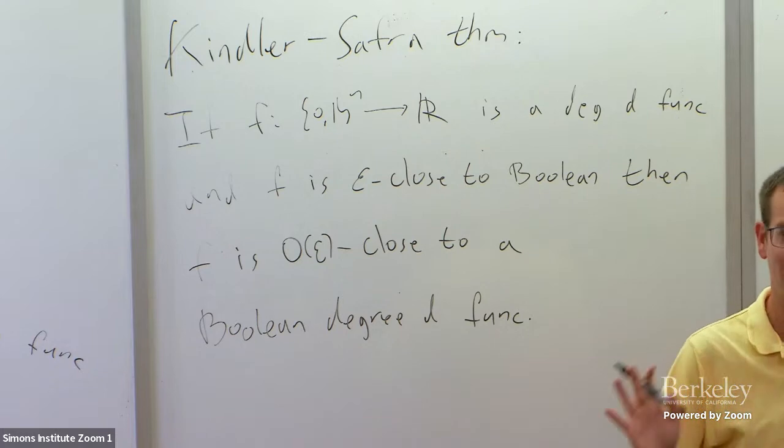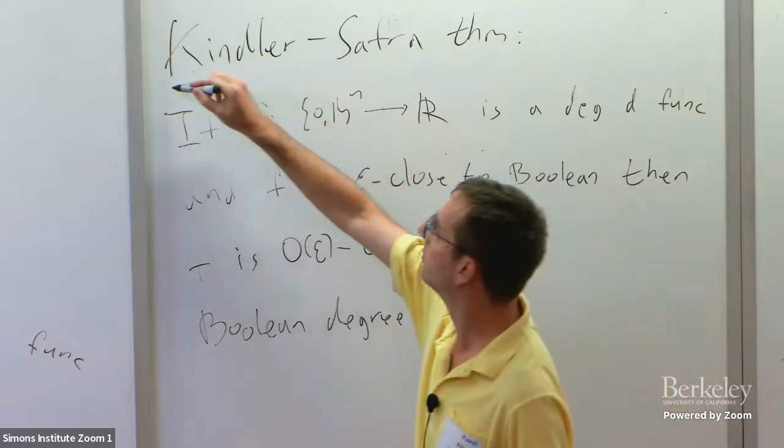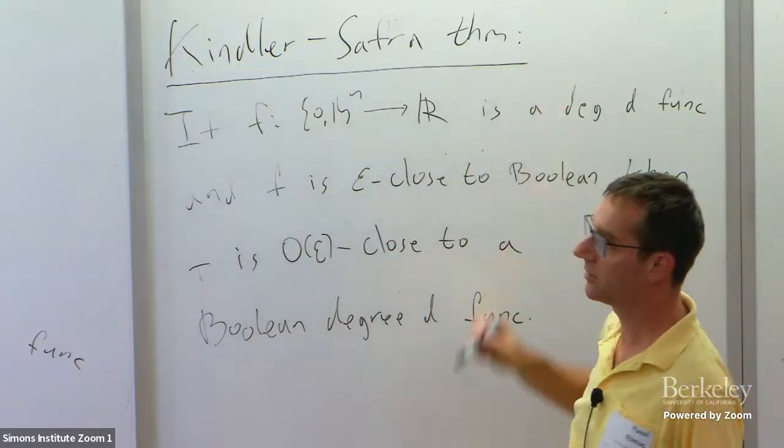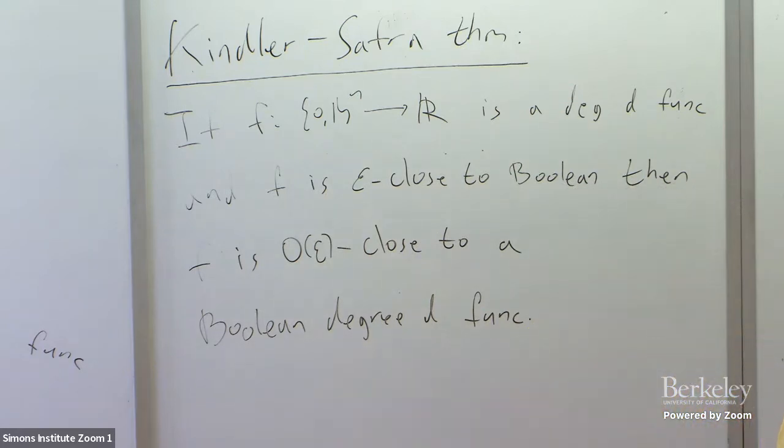For D equals 2, we can do it, but in general, what you can say is that the only way to be close to Boolean is if you're actually close to one of these Boolean degree D functions, and in particular, you're close to a junta. So you secretly depend only on a small number of variables. How small? We have here improved some parameters.